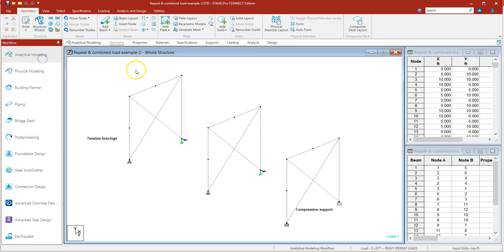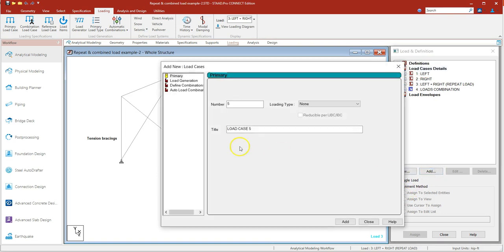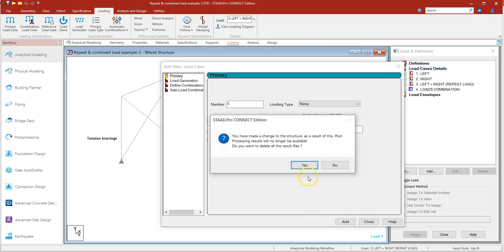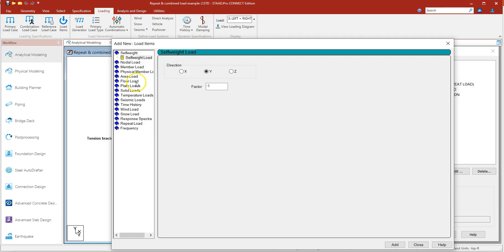Okay, next, maybe you want to ask how to add a repeat load. It's easy. Repeat load in STAAD is treated as a primary load. See here, in load case, we just add a primary load, but use the non-loading type for this repeat load. We can give it a name, new repeat load, and add. Then we can see in our load cases, we have another new primary load. On this load case, we click, and we can find the repeat load second to the last.